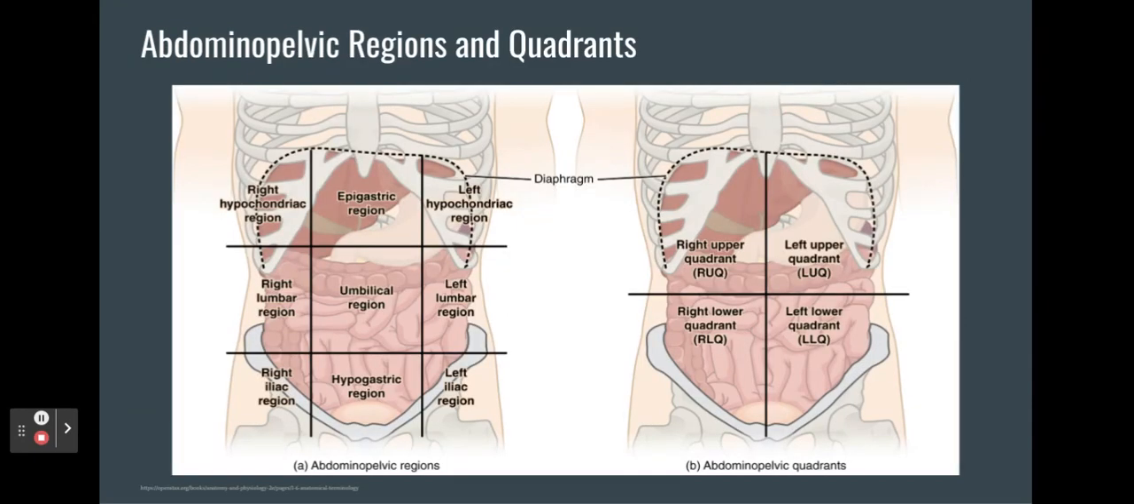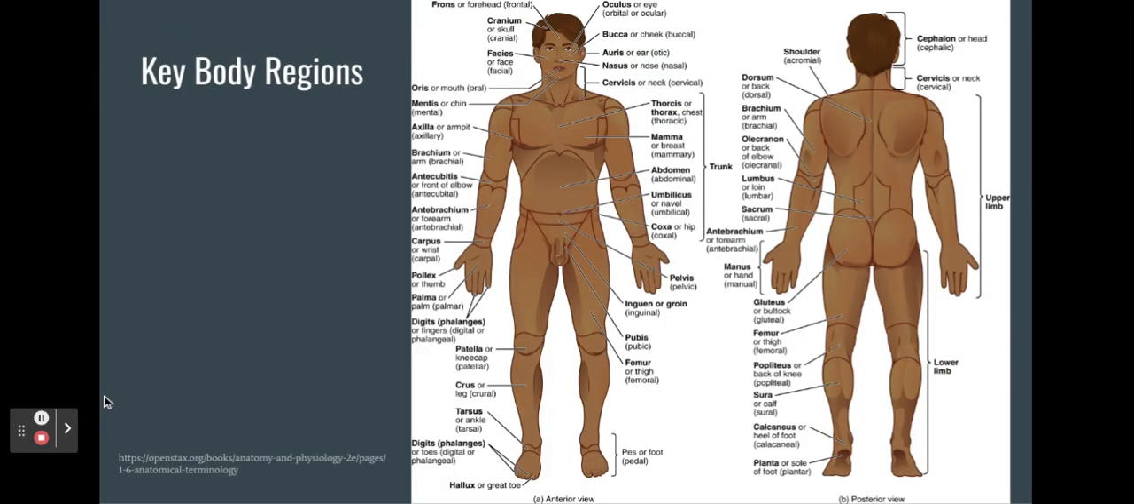The abdominal pelvic region contains many of the body's organs. It is divided into 9 regions and 4 quadrants for clear communication. The regions and quadrants noted in this image from the text should be learned. This image indicates the names of the body regions on the anterior and posterior sides of the body. Names and locations of these regions should be learned.